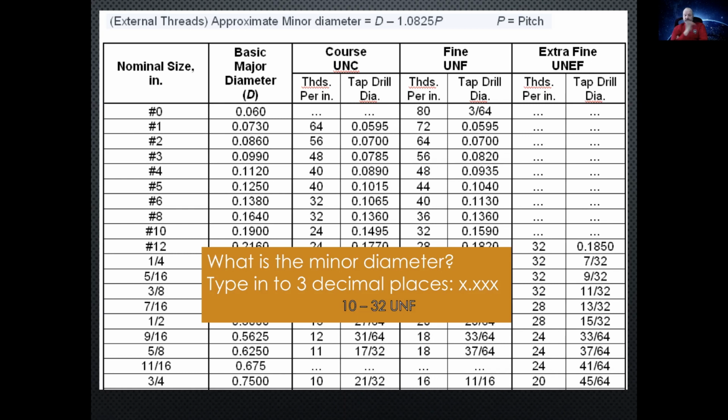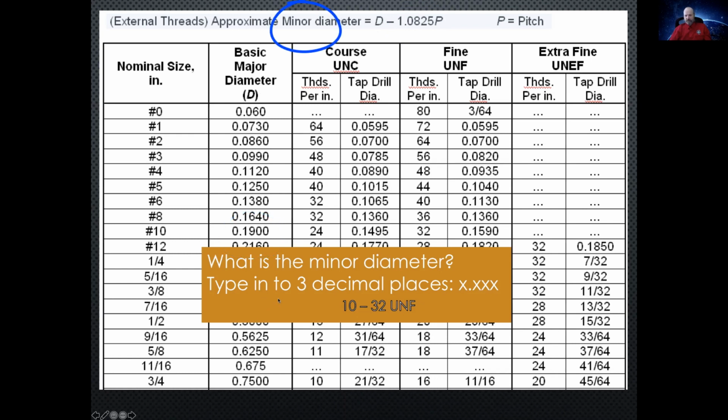Okay, so for an external thread, you could use that equation on the top. So you would take the pitch, 32, that's what pitch is, multiply it by 1.0825, and then take that number off of the major diameter, which is given as 0.19, and that'll give you the minor diameter.